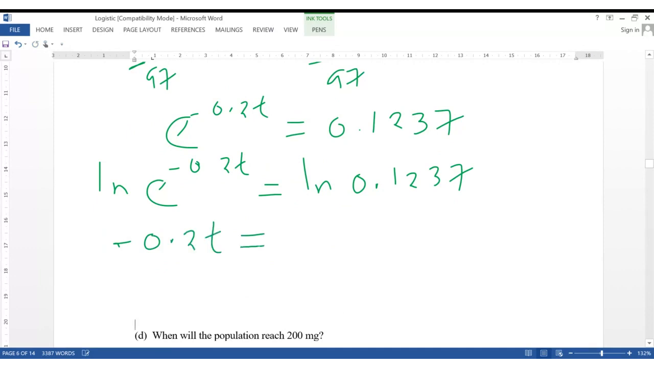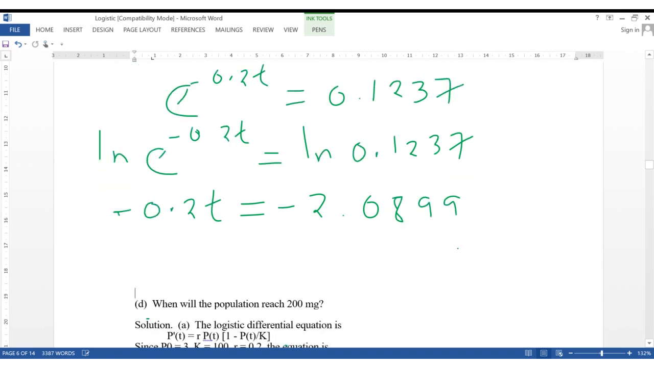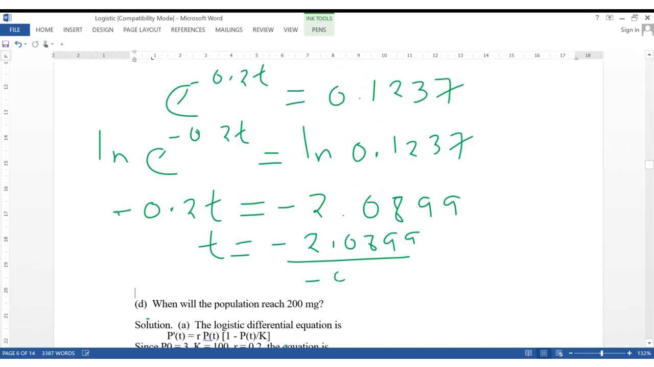Now ln 0.1237, when I use my calculator, I'm getting negative 2.0899. I'm getting that value using a calc. So t is easy now. t will be given by negative 2.0899 divided by negative 0.2. I'm getting approximately t will be 10 point almost 5. We can work with 10.5. That is the value of t.